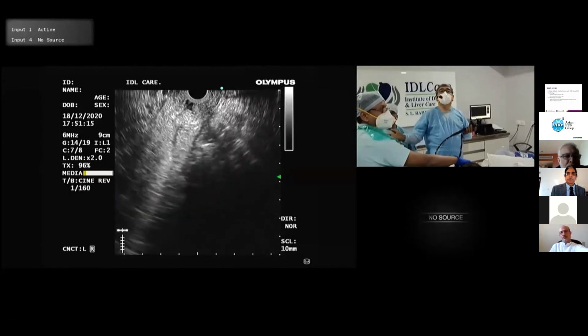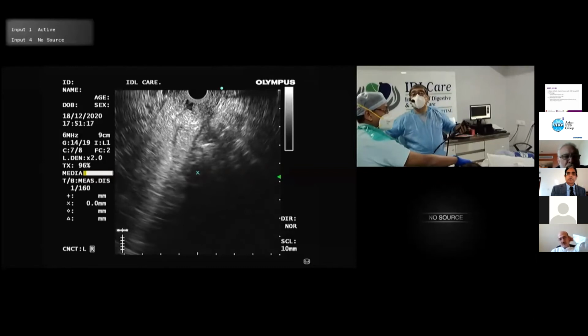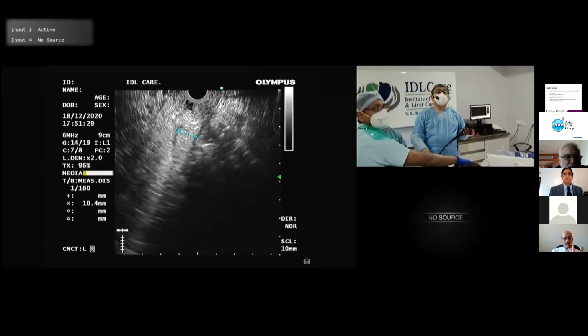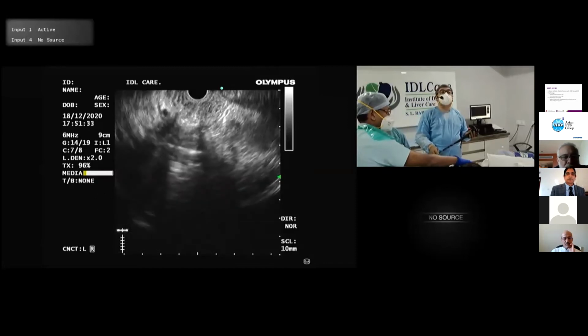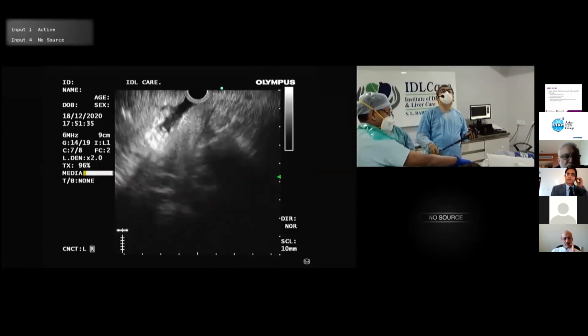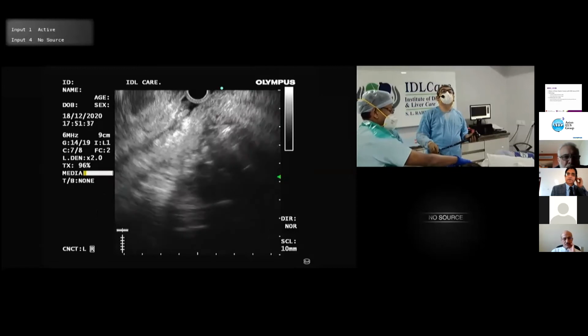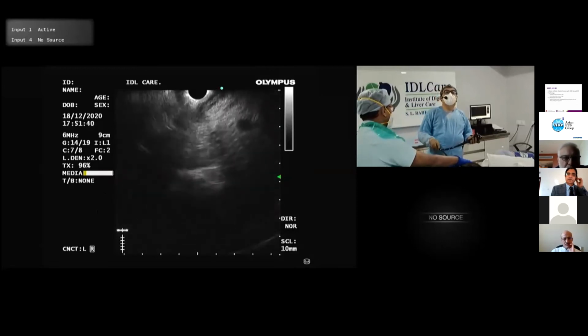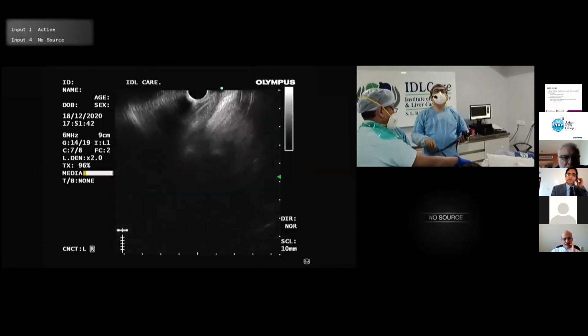Now if I measure it, see here. This is the gastric wall. It is 10 millimeters, so it is thickened. It is definitely thickened. So very, very interesting case. We really want to know what is the pathology in this case. And she has lost a significant amount of weight, significant amount.